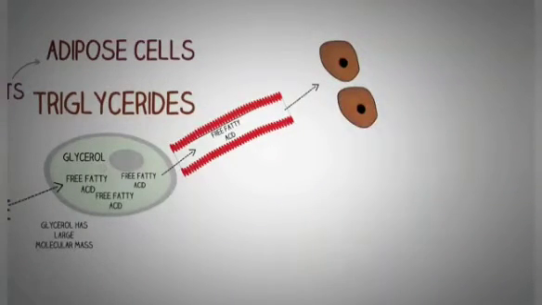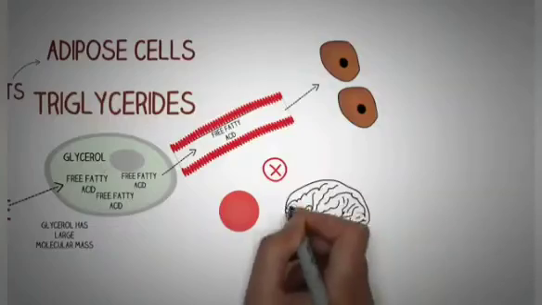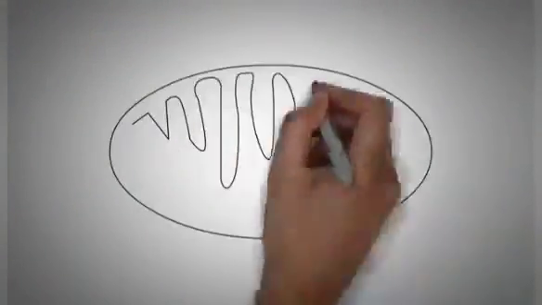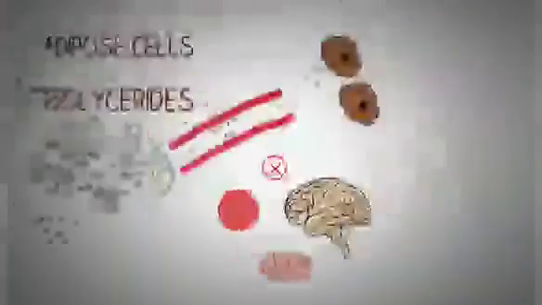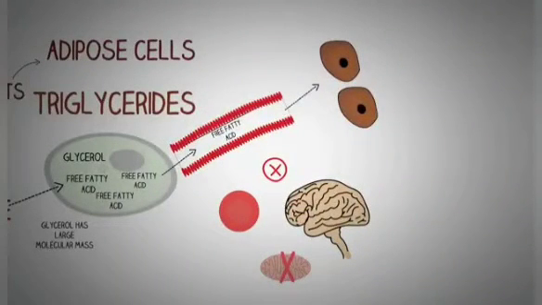Now, there are 2 tissues in the body that cannot metabolize free fatty acids, which are the RBCs and the nervous tissue. Both of these tissues have one thing in common, that they lack mitochondria. And mitochondria are essential for fatty acid metabolism.